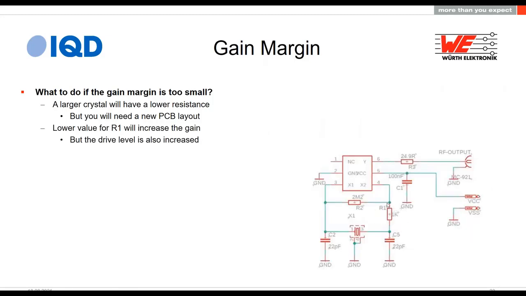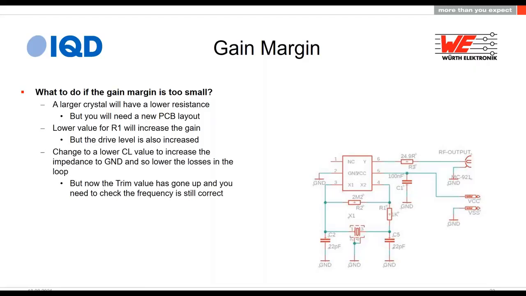Again, R1 is the control for how much current is being allowed to flow through this loop. So therefore, it also affects the losses in that loop. If I put in a lower value, then I'm going to increase the gain margin. The trouble is, of course, that affects the drive level, and as we saw in this particular circuit, that was a bit difficult. So you may have to play around with the ratios and see if you can get a ratio where your drive level is below the spec and your gain margin is above what you need it to be.